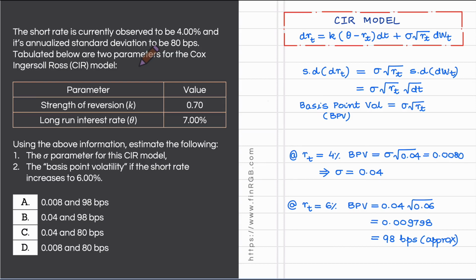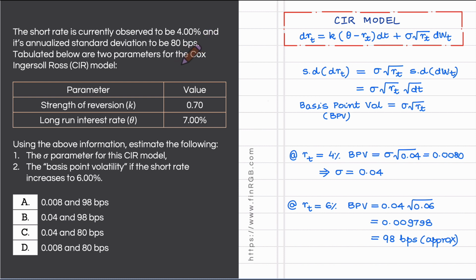In this video, we will take a look at a solved example on the CIR model, the Cox Ingersoll Ross model. The short-term interest rate, referred to as the short rate, is currently 4% per annum, and its annualized standard deviation has been estimated to be 80 basis points.